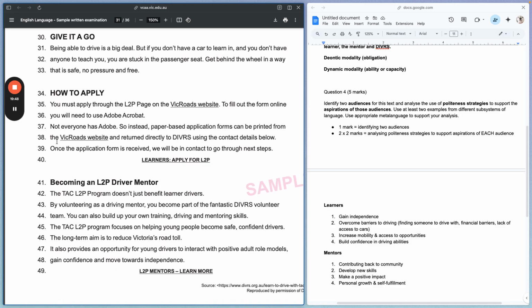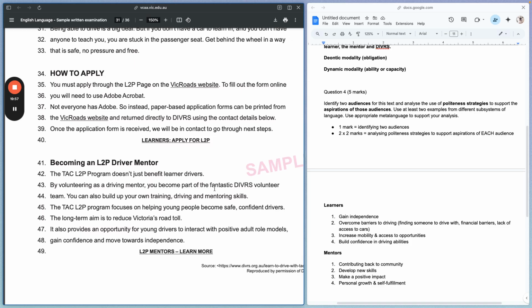So mentors have aspirations of sort of contribute to community, develop skills, make positive impact, personal growth, etc. Let's think about the positive connotations of fantastic, right? It enhances the appeal of volunteering, right? Creates a sense of the fantastic as well as you using the second person pronoun you. It sort of creates a sense of inclusion and positive association with the program. It's very inclusive. It creates a sense of belonging in the community, right? And yeah, that can sort of link to making a positive impact, for example, and even personal growth.